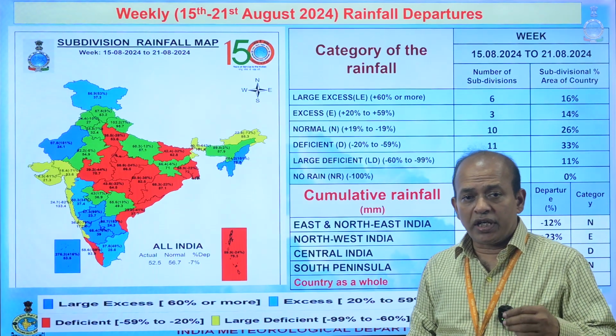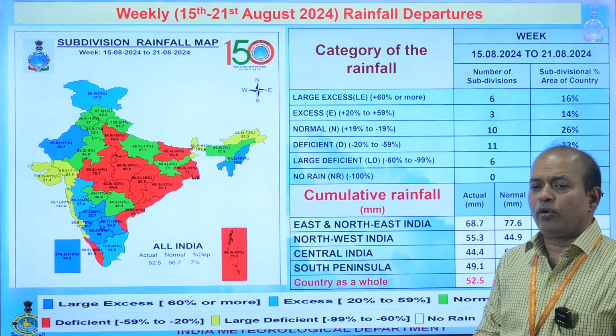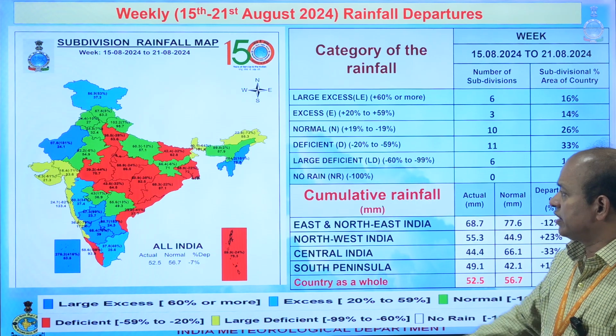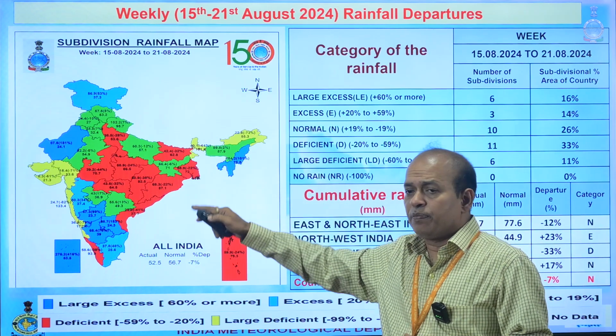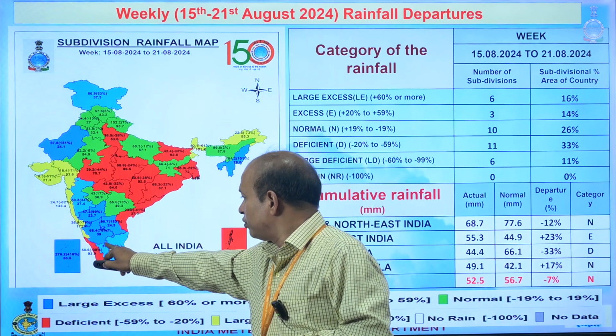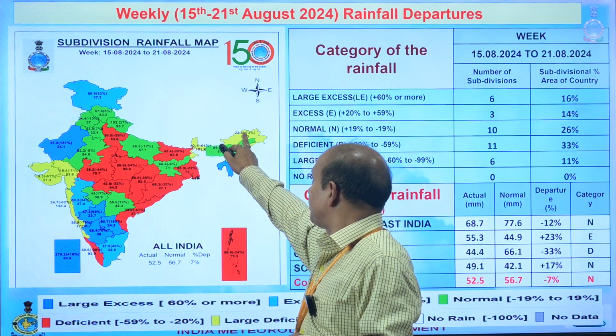And so this day, today also we got, as I said, but if we see the week as a whole, last week from 15 to 21 August, this is the rainfall distribution over the different met sub-regions of India. So this is the large excess, dark blue, this is the excess, this is the normal, this is the deficient, and this is the large deficient, yellow.